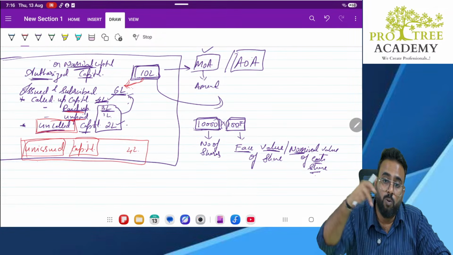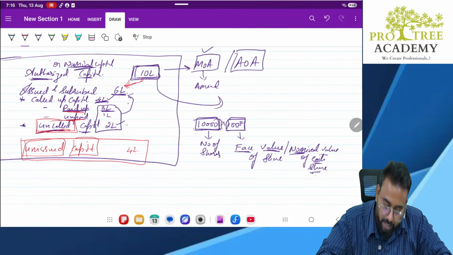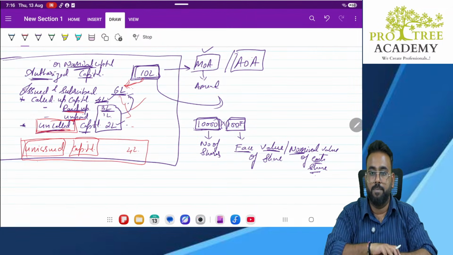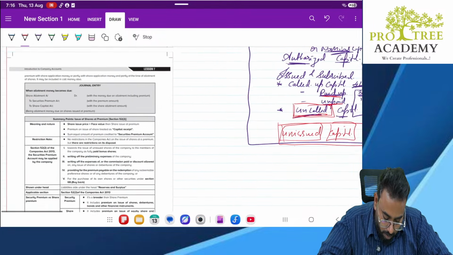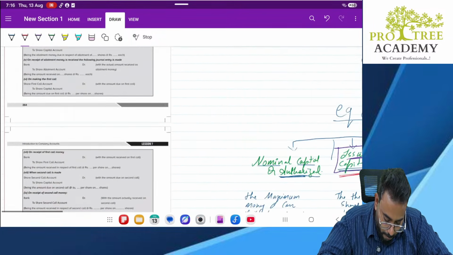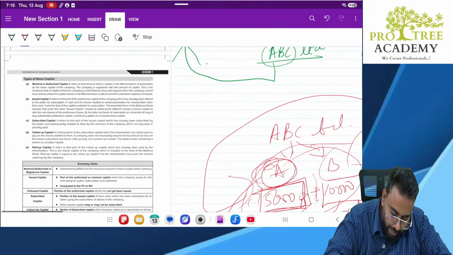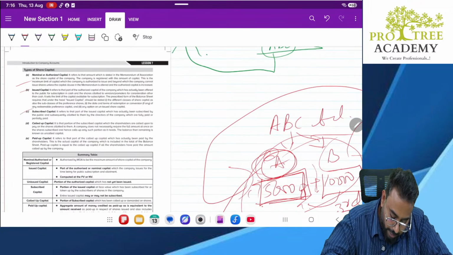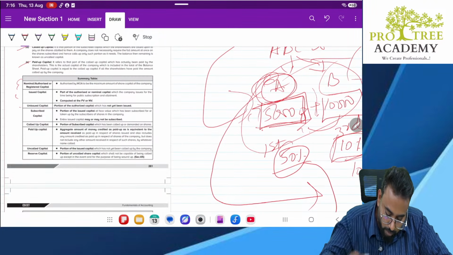Now, the remaining 2 lakhs, sir. The remaining 2 lakh he is ready to pay you, but he has a condition: you spend this, then I will pay you. Simple. Clear? Yes, everybody understood? Okay. So that covers your nominal, issued, subscribed, called up, paid up. Clear? So all the things have been explained here, whatever we have explained.